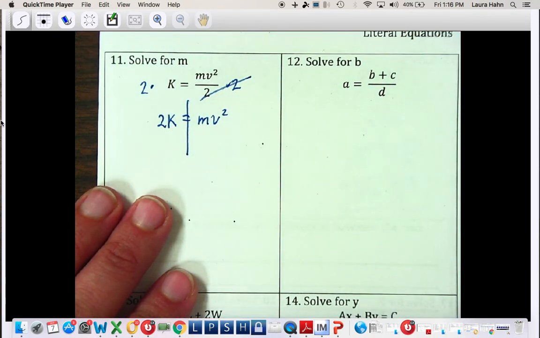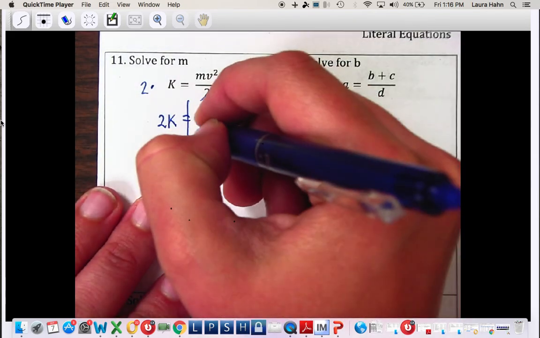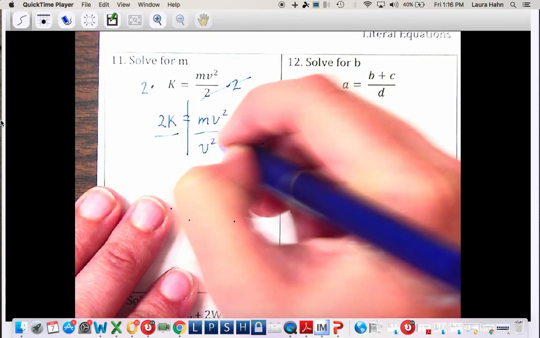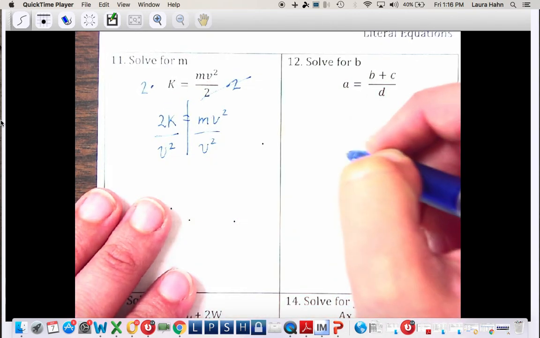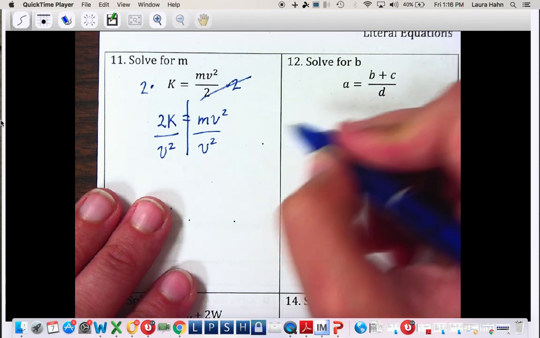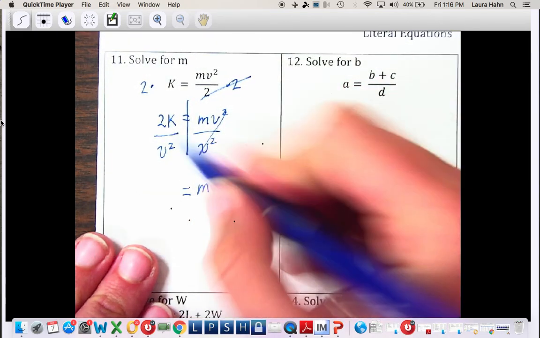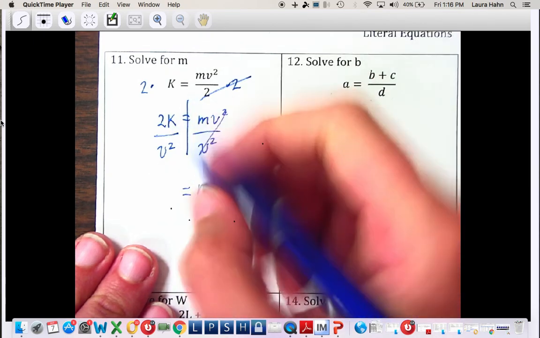If I want m by itself, I have to get rid of that v squared. They're touching, which means multiply, so I need to divide, and I divide by what I don't want. What I don't want is that v squared. My v squareds cancel, so m drops down all by itself. There's nothing I can do on this other side, so everything's just going to drop down.